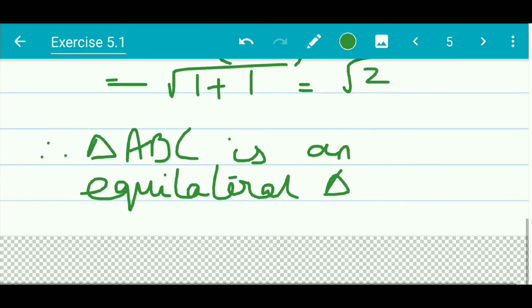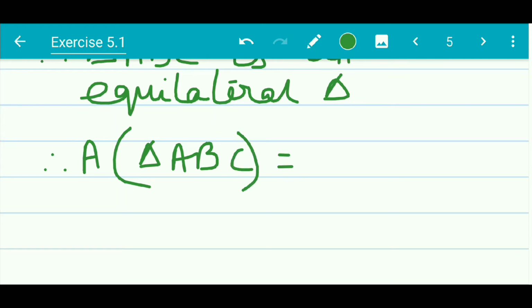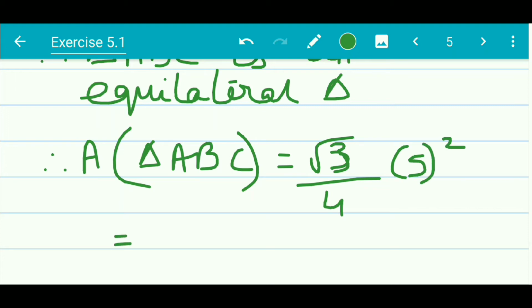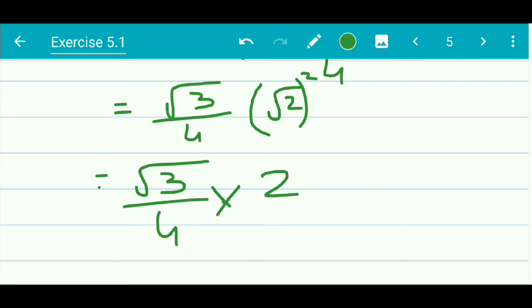And therefore, the area of an equilateral triangle, you already know the formula. Therefore, the area of triangle ABC, same formula which we have studied in the lower classes, which is root 3 upon 4 into side square. Now the side is root 2. So we get root 3 upon 4 into root 2 square, which turns out as root 3 upon 4 into 2, and thus we get root 3 upon 2 square units.